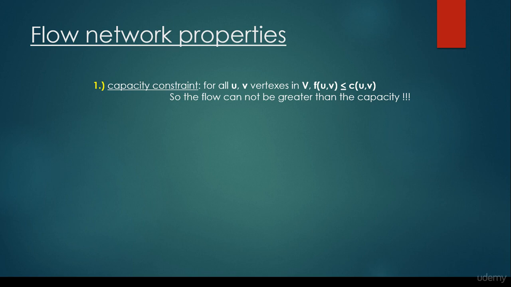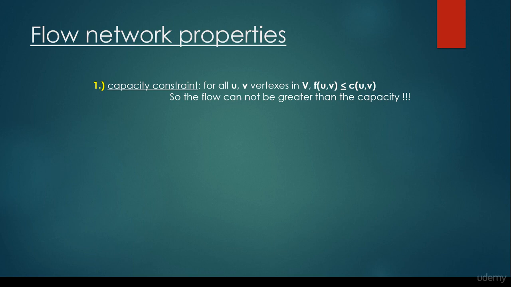So for all u, v vertices in this given graph G, in the graph G we represented all the vertices, the set of the vertices, with this capital V. So we have the u, v vertices in this capital V. We know for certain that the flow f(u,v), and we have these u and v arguments. Basically, we define an edge with the help of two vertices. So there's an edge between the vertex u and vertex v, and we assign a flow to this edge.